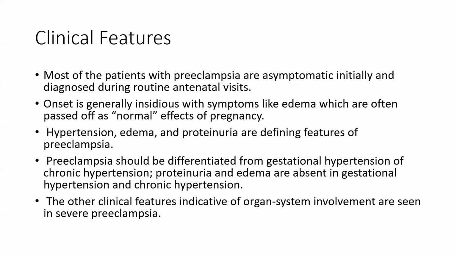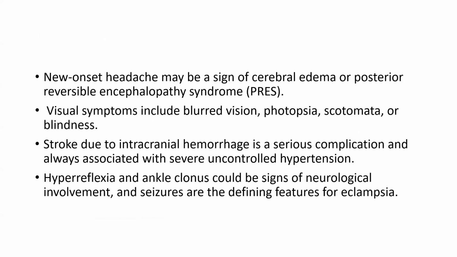and diagnosed during routine antenatal visit. Onset is generally insidious with symptoms like edema, which are often passed off as a normal effect of pregnancy. Hypertension, edema, and proteinuria are defining features of preeclampsia. Preeclampsia should be differentiated from gestational hypertension or chronic hypertension. Proteinuria and edema are absent in gestational hypertension and chronic hypertension. The other clinical features indicative of organ system involvement are seen in severe preeclampsia.